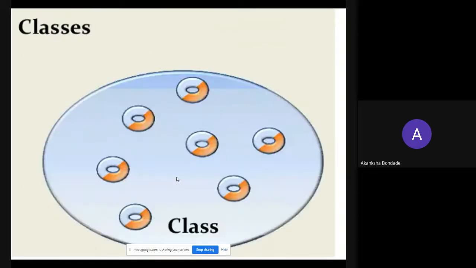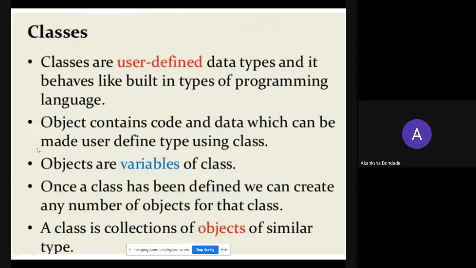Next is classes. A class is just like a user data type. A class has various types of data members and member functions, and it is encapsulated. So classes are user-defined data types, and they behave like built-in types in a programming language. An object contains code and data, which can be made a user-defined type using the class.